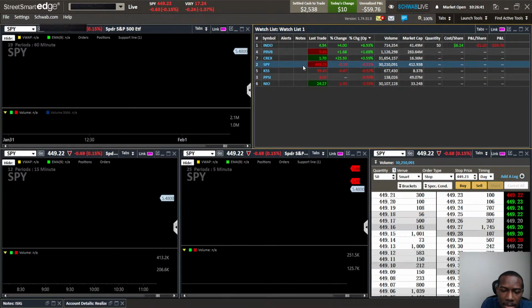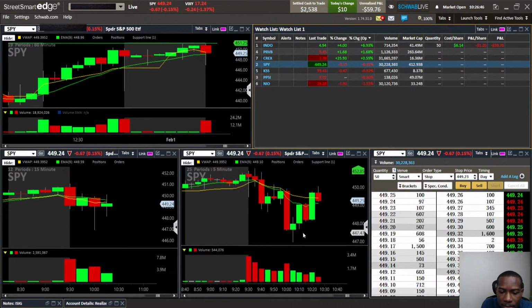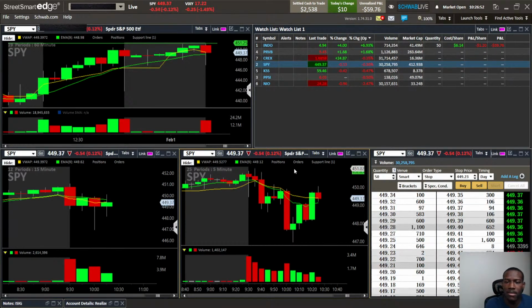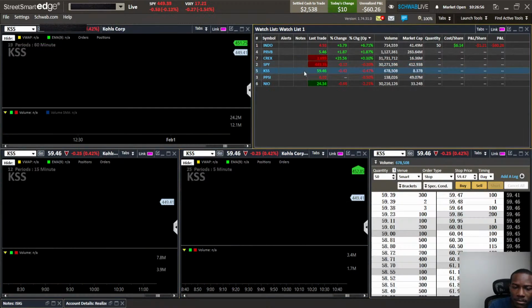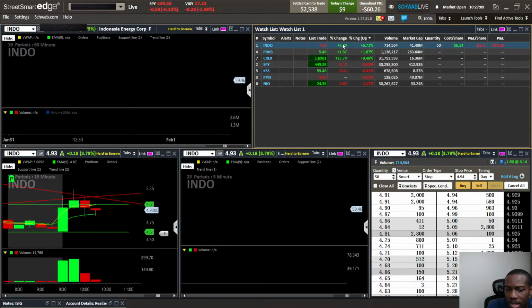Back to the SPY. Wow, SPY gave all of that back. All right, so guess it's going to be a little bit more downwards movement in the SPY. KSS popped back up as well from the 58.60 up to the 59.46. Low volume, higher float, higher market cap.